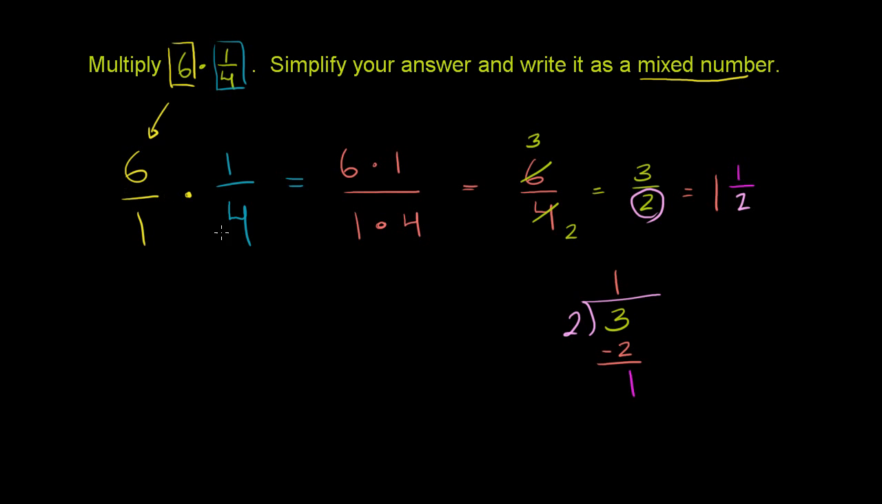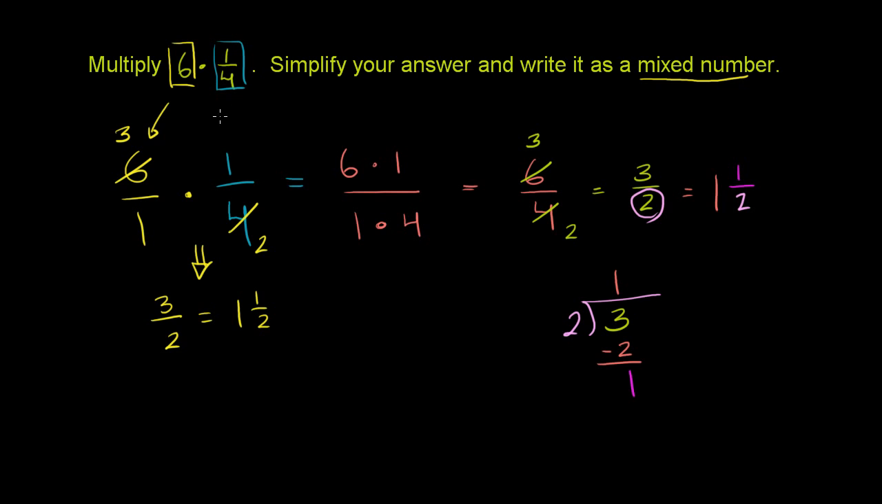Or we could simplify it at this stage. We could say right here, well, look, we could divide what's eventually going to be in the numerator by 2 and get a 3 there, and divide what's eventually in the denominator by 2 and get a 2 there. 3 times 1 is 3. 1 times 2 is 2, so it's 3/2. And you do this exact same process, say that 3/2 is the same thing as 1 and 1/2. Either one of those will work.